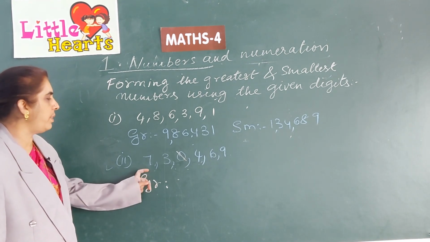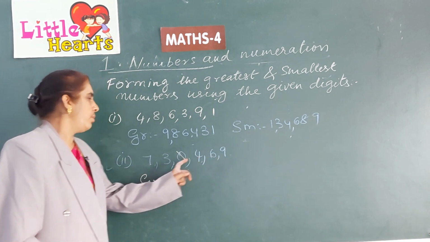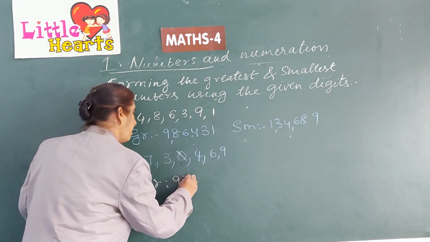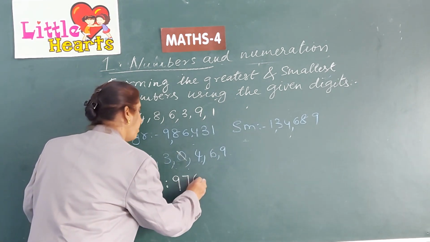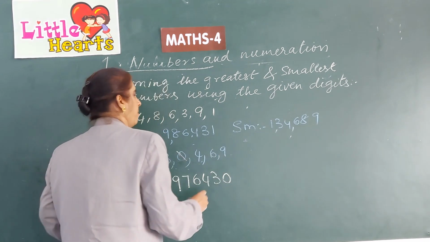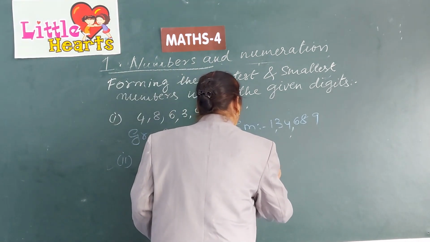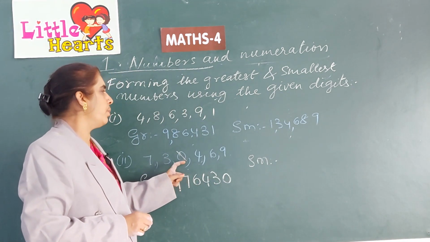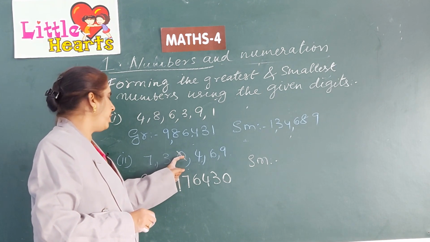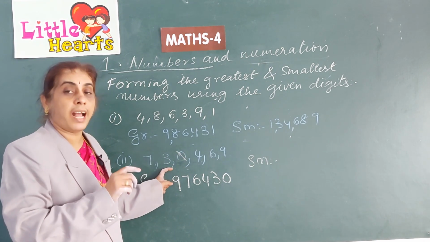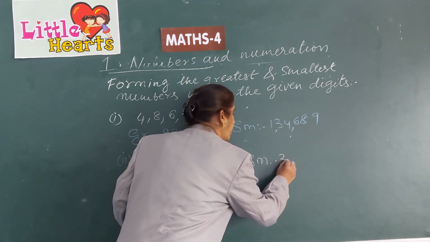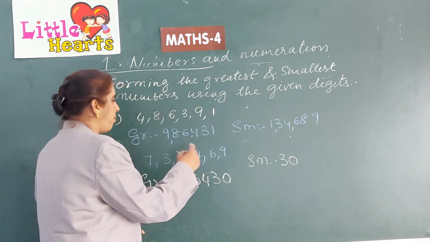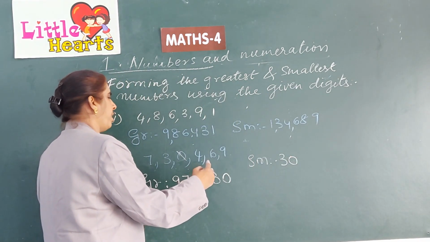With the digits 7, 3, 0, 4, 6, 9, to write the greatest number, write these digits in descending order. 9, 7, 6, 4, 3, 0. And coming to the smallest number, 0 should not be written at the extreme left of a number. So, other than 0, the smallest number is 3. Start with that number to write the smallest number, and 0 should be kept after the smallest number, and write the remaining digits in ascending order.